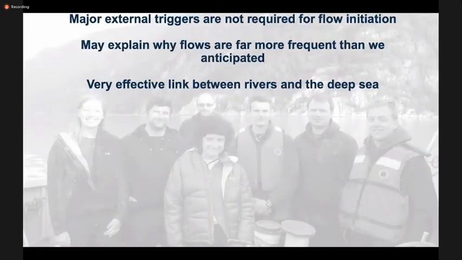So Lewis has shown that major external triggers are not necessarily needed for flow initiation. Obviously, earthquakes and tropical cyclones in some systems can trigger flows, but you don't need them. Sophie's work along with that may actually explain that relatively small combinations of variables and preconditioning might explain why flows are far more frequent than we anticipated in the systems we've looked at. And Sophie's work also shows that there's a very effective link at low tide between rivers and the deep sea.